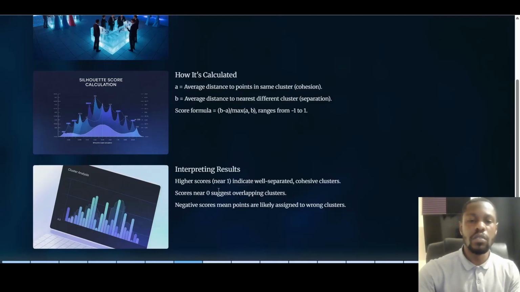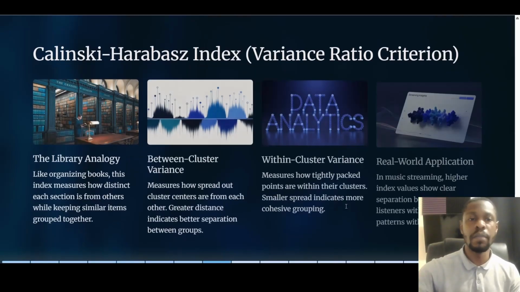So interpreting the results of whatever the score comes out. So just bear in mind, what you need to know is that the higher scores near 1 indicate a well separated and cohesive cluster, and scores near 0 suggest overlapping clusters, which is not what we want. So negative scores mean points are likely assigned to the wrong clusters. So if we have a score closer to 1, it means our clusters are operating as they should, which is what we want.